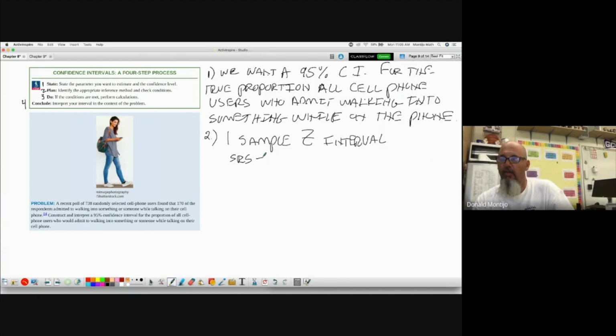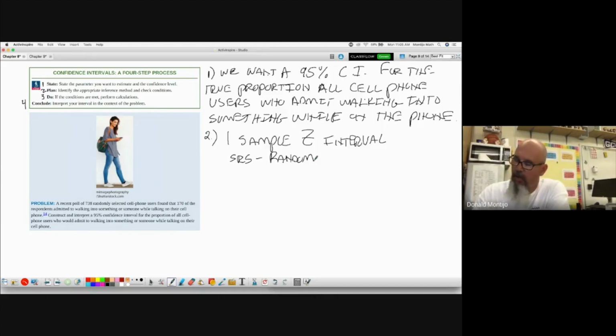Well, it tells us a recent poll of 738 randomly selected cell phone users. So the data was random. The only way to check for SRS is, does it tell us or not? We don't know how the data was gathered. They have to tell us. So SRS random, yeah, sounds like the data was gathered randomly. So therefore we can probably trust this value.